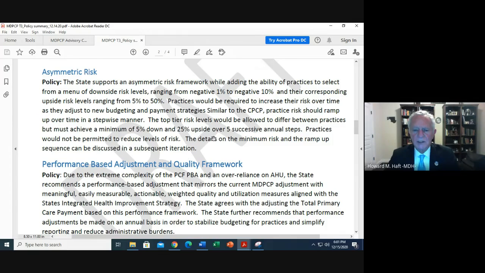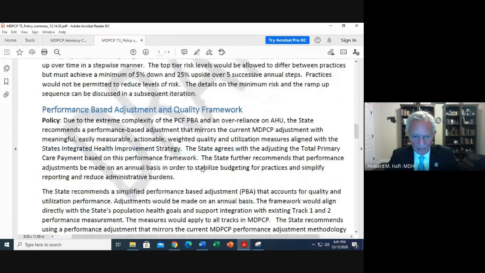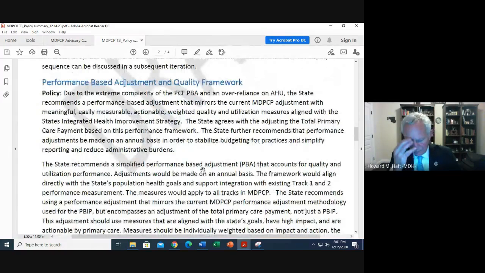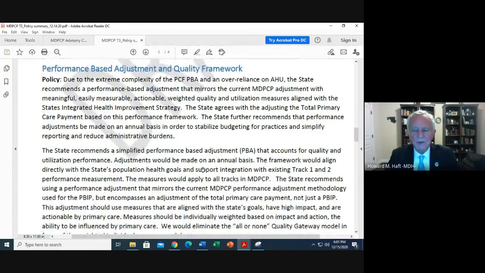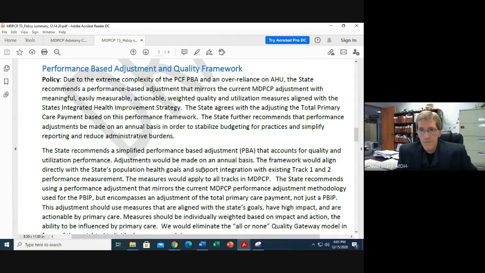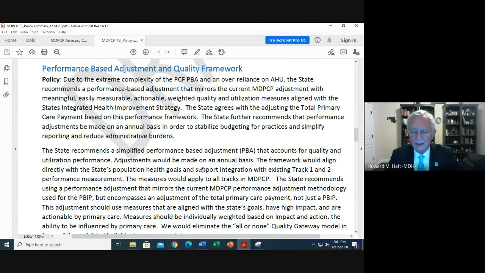So in performance-based adjustment, we have set as a policy that we wanted to have a simplified version of a performance-based adjustment, and something that would allow for a broader range of performance adjustments, with measures being individually weighted rather than weighted as a block of all of the performance measures, pass or fail, and put together a straw man of that over the last 2 weeks, and presented that to the council.